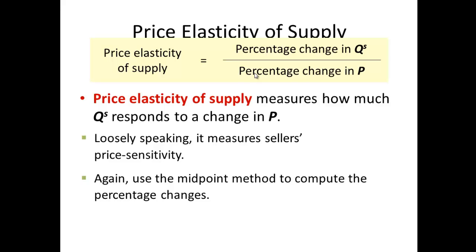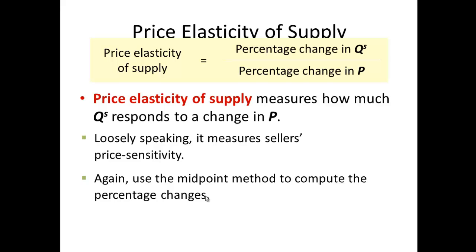Then we also talked about on the demand side, there were two methods that you could use to calculate. One method was the standard point method, and the other one was the midpoint method. On the price elasticity of supply, we're only going to speak to the midpoint method to compute the percentage change. And remember, that is the end price minus the start price, divided by the start price. And so that is the methodology that we will use for price elasticity of supply.